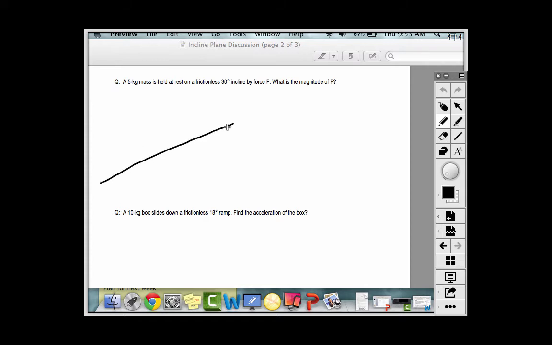So I'm going to draw a big old hairy triangle, like so. This is called an inclined plane. And I'm going to put a box on it. We'll put it right here. And it really should be in contact with the surface. It's not floating, but I'm just not a very good drawer. Here's the angle of 30 degrees.